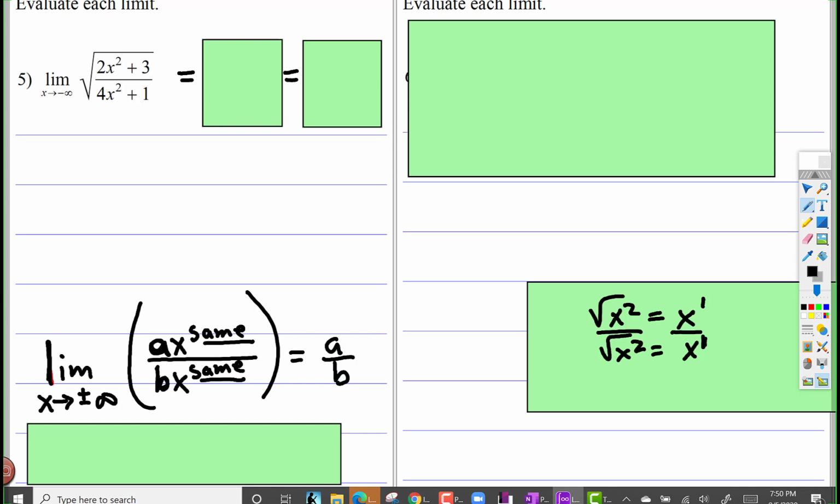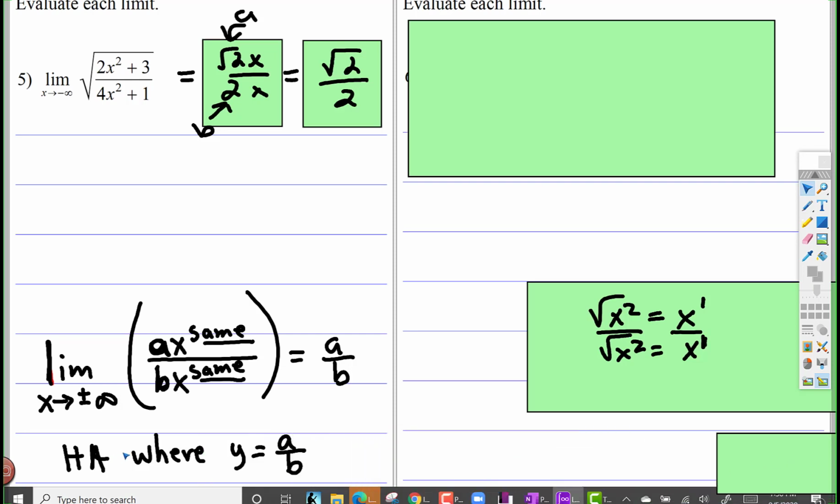So notice what we have here. If you were to simplify this, well, the square root of 2 is just the square root of 2. Square root of x squared is x. But down here, the square root of 4 is 2. The square root of x squared is x. So now look at, here is our a, and here is our b. So you're approaching a height, horizontal asymptote at root 2 over 2. I'll just get that out of the way.